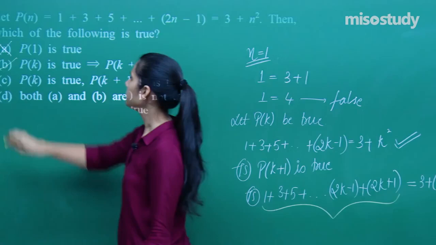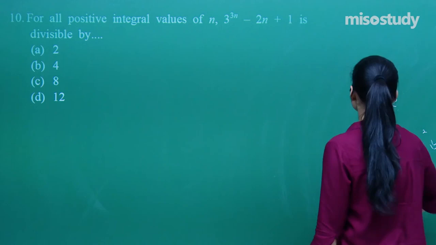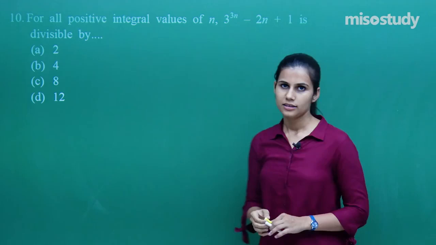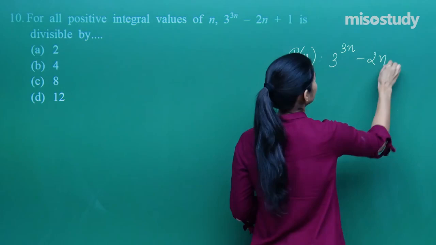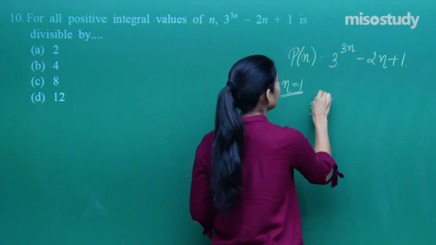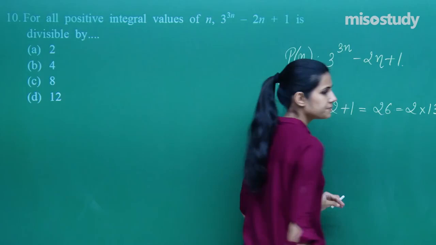Next, for all positive integral values of n, this is divisible by what? Okay, let's see. If I have Pn given to me for different values of n, I have to see, and till the 1, 2, 3 stage, if I get a common number, I'm going to take that solution. So here, Pn is given to be 3 to the power 3n minus 2n plus 1. For n equals 1, you get 3 to the power 3 minus 2 plus 1, which is 27 minus 2 is 25, 25 plus 1 is 26, which is 2 into 13.